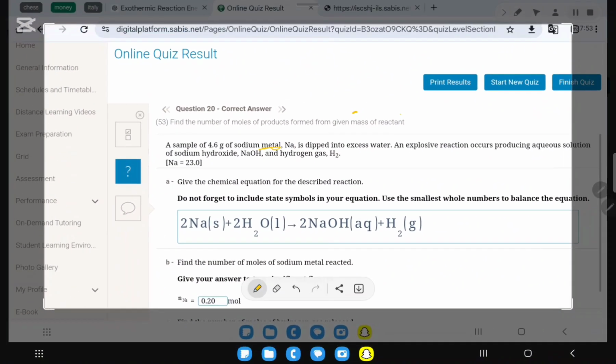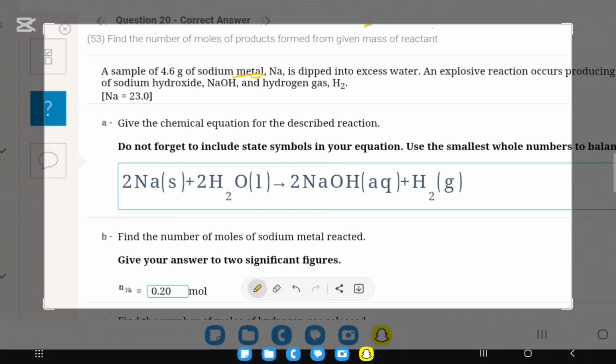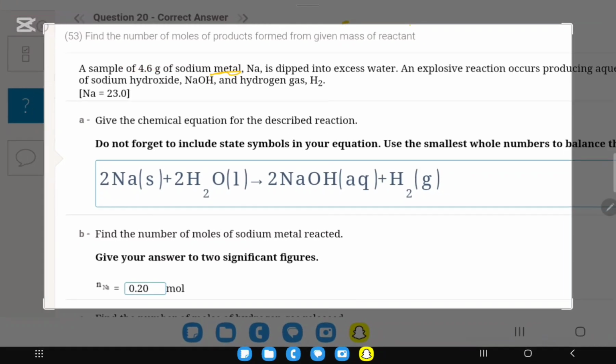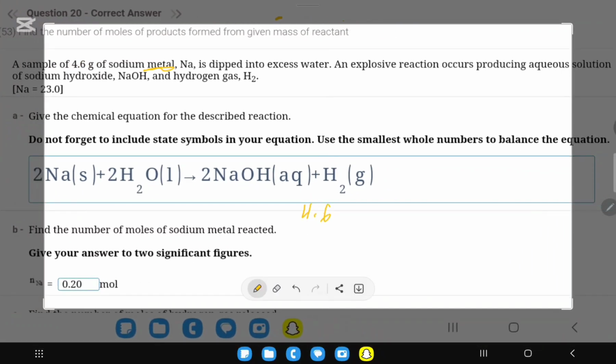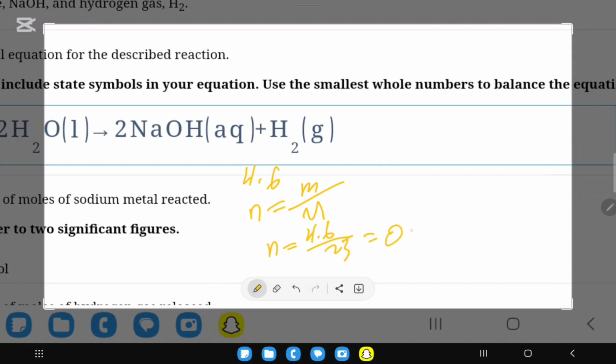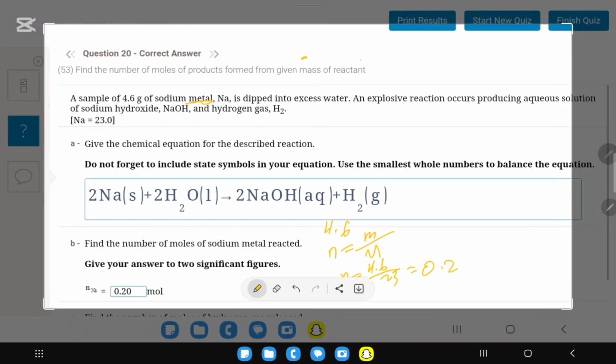Find the number of moles of sodium metal reactants. They gave us 4.6 grams, and we also know that n is m over M. So mass is 4.6 over molar mass 23. You put it in your calculator, 4.6 over 23. You get 1 over 5 or 0.2. And they said two significant figures, that's 0.20.